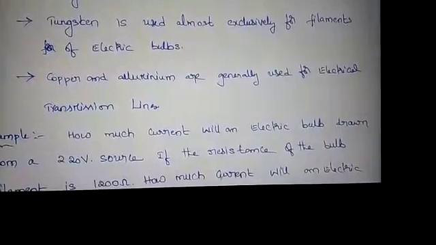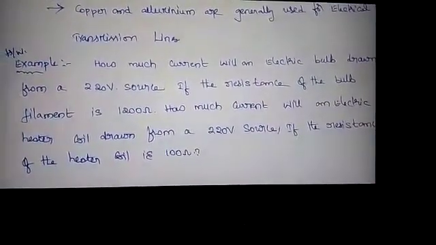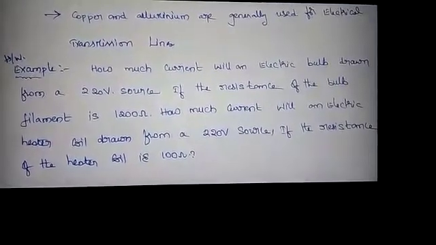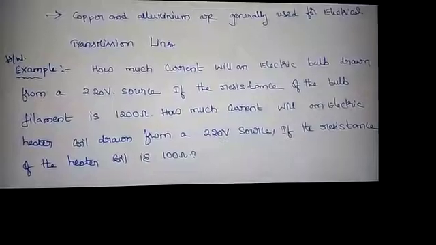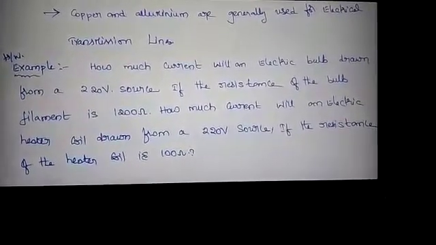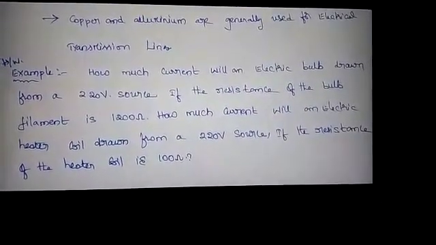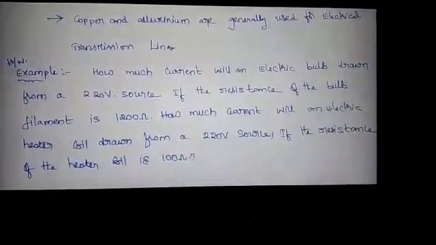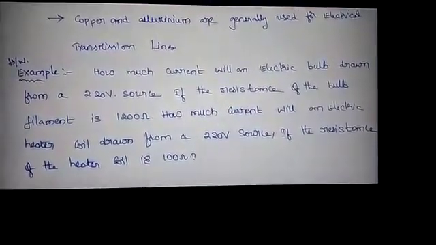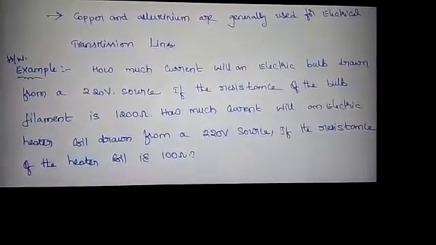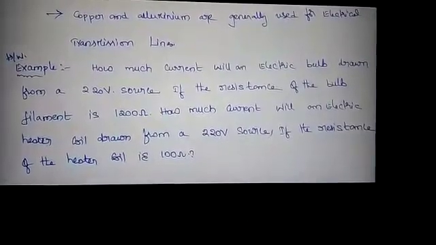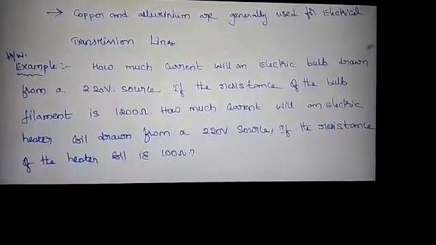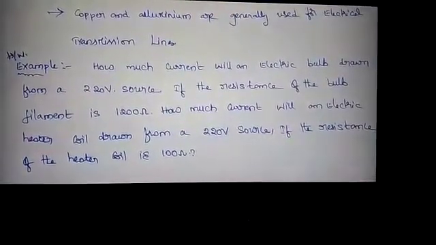Some examples here, which you have to do as homework. How much current will an electric bulb draw from a 220 volt source if the resistance of the bulb filament is 1200 ohms? And how much current will an electric heater coil draw from a 220 volt source if the resistance of the heater coil is 100 ohms? We find two different currents here: the bulb filament current and the heater coil current. You have to find them in your homework.